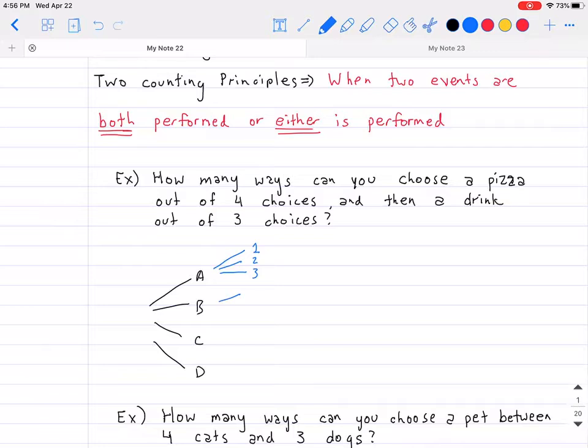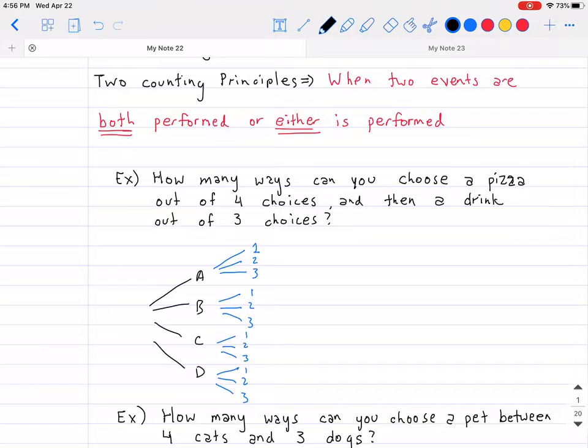You can have either drink number 1, drink number 2, or drink number 3. For pizza B it's the same thing: drink 1, drink 2, or drink 3. Drink 1, drink 2, or drink 3 for C, and then the last one will be drink 1, drink 2, or drink 3 for D. In the very end, you see the entire column in blue. Those are basically your total number of different ways of doing this.